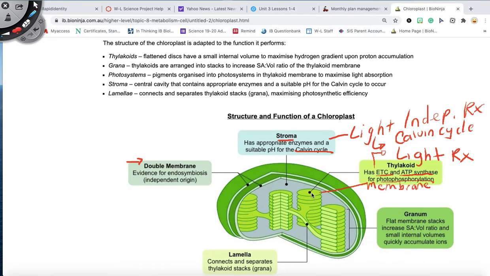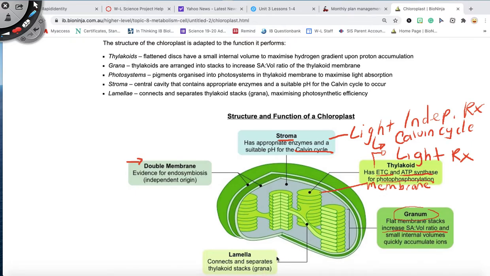Now, if we were to stack a whole bunch of these thylakoid discs together, then we have a granum, or grana when you get a whole bunch of them. And again, this is to increase the surface area to volume ratio, and small internal volumes quickly accumulate ions. So that's the good thing about stacking them like this.